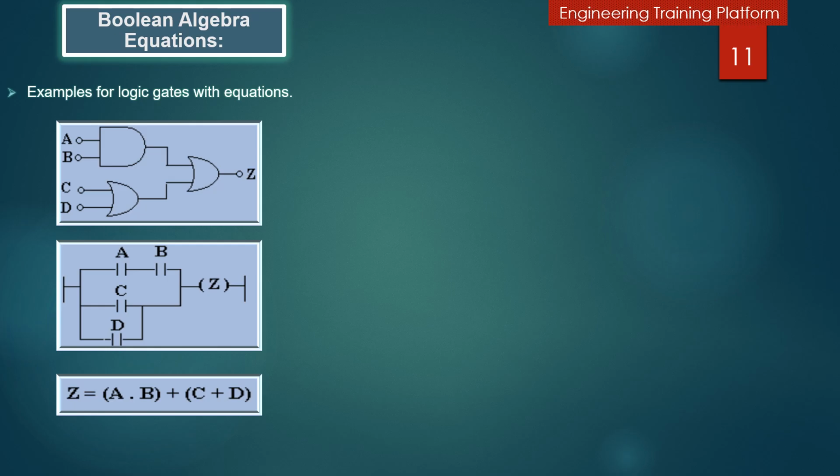This is an example of a logic gate with equations. I already explained this is the symbol for the AND gate, this is the symbol for the OR gate, and after that these values will be added, which means the OR gate. Z is the output, you can see Z is equal to. The AND gate will do the multiplication of input A and input B. You can see here the multiplication of A and B.